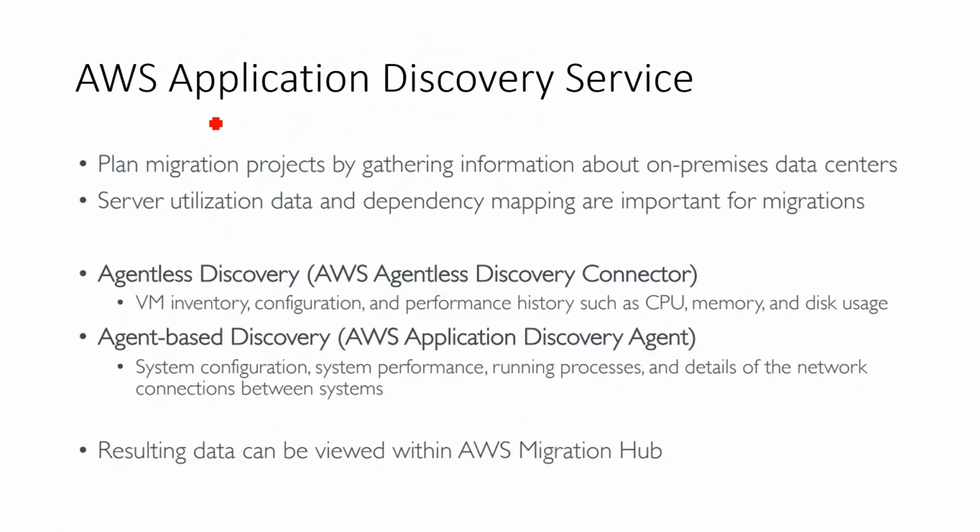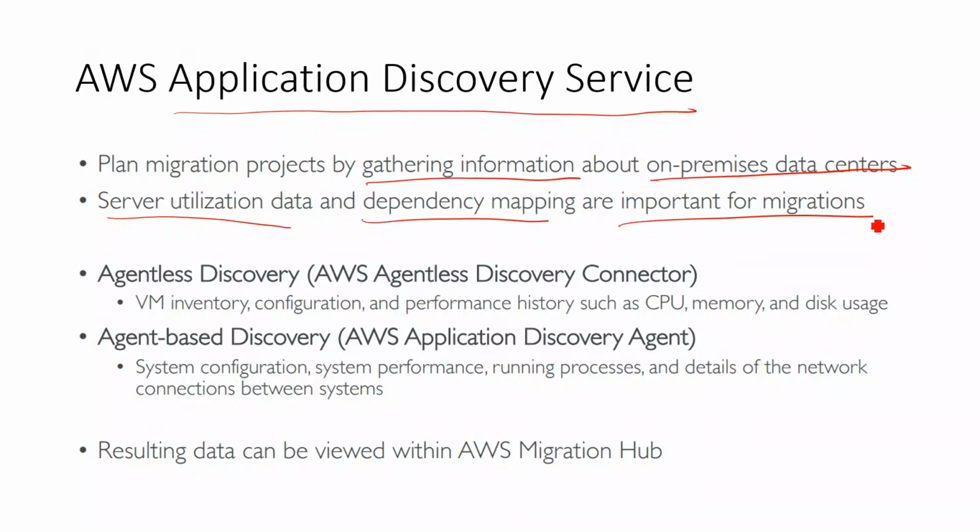Now talking about the Application Discovery Service, guys. Plan migration projects by gathering information about on-premises data centers. Server utilization data and dependency mapping are important for migrations. Whatever information you need to plan your migration from on-premises to AWS, you will use the Application Discovery Service for that. You get all the utilization data, all the mappings that you need between your services, and a high level view of how your particular architecture is going to work.